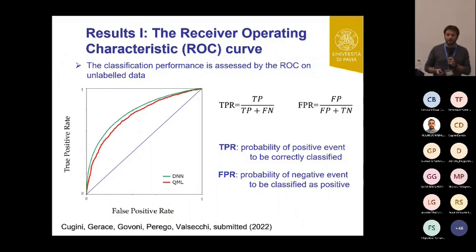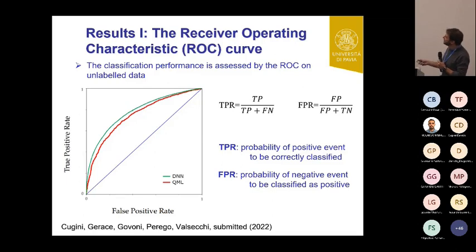Now, very quickly to the result, what we have found is that the figure of merit that is typically used in this case is the relation between what is called the TPR, the true positive rate, meaning the probability that a positive event is correctly classified on the unlabeled data after you have trained your quantum neural network, and the false positive rate, which is the probability that a negative event is classified as positive, something that you don't want.